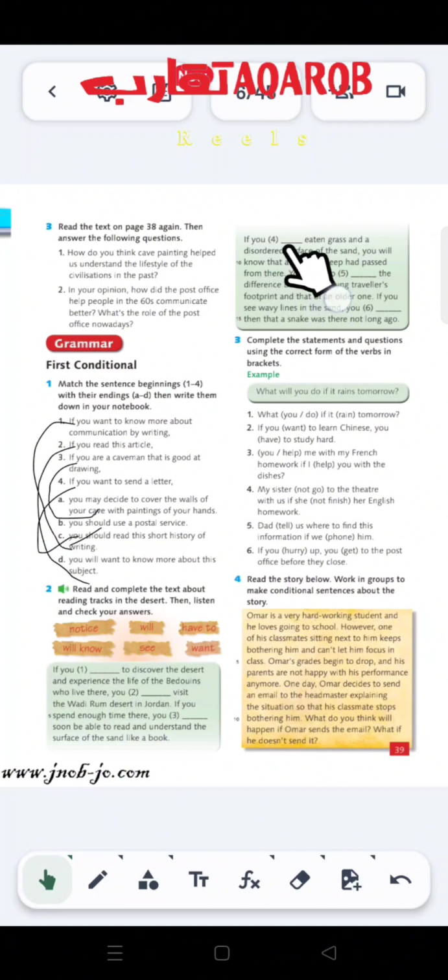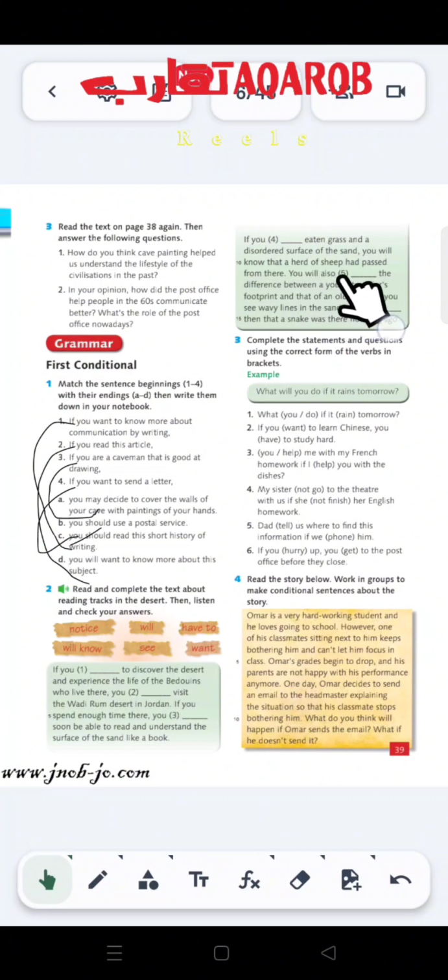If you see eaten grass and a disordered surface of the sand, you will know that a herd of sheep had passed from there. So the answer here would be also C. If you see eaten grass and a disordered surface of the sand, you will know that a herd of sheep had passed from there.